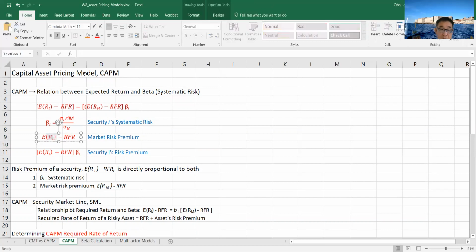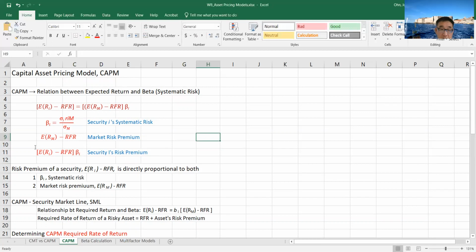This is the market risk there, right? Should be market, right? So this is the market risk premium, which is in here. And if you multiply that by beta I, that's the security I's risk premium, which is the right-hand side. The stock I's risk premium is a function of market premium and beta, systematic risk, right?